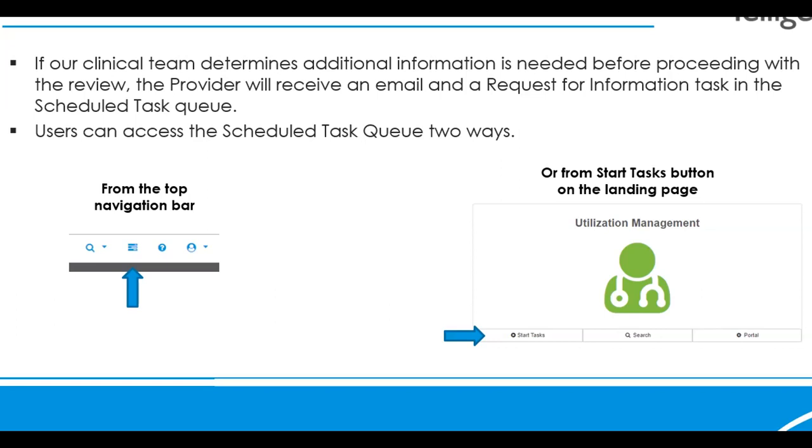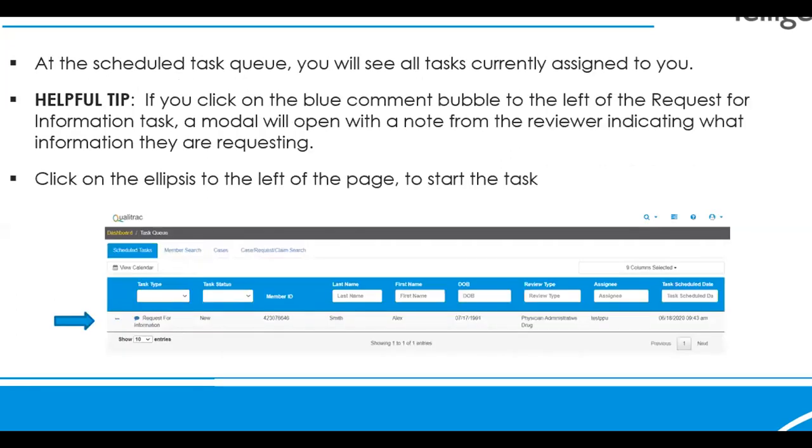And if you go to the task queue, you can either get to it using the portal bar icon on the top, or that start tasks on the utilization management box. But once you're in the scheduled task panel, you may see that request for information task listed there. There is a blue comments bubble next to the name of the task where it says request for information, and you can click on that to open it and see what information is needed. But over on the left-hand side are those three blue buttons, the ellipsis, and you'll click on that and select start to actually start the task.